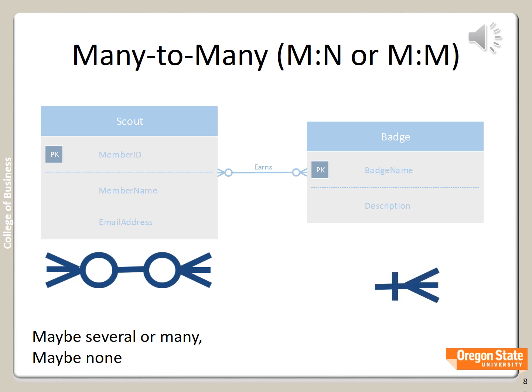Our examples so far have not included a combination of a line, for one, and a crow's foot, for many. Can you figure out what that would mean? I'll give you a second. If we had that symbol on the right end of the line in this example, it would mean that each student had to have one badge, but they could have many. That is probably not true in this case because a new Scout would not have earned any badges yet. But in some other schema, this kind of symbol might well be correct.